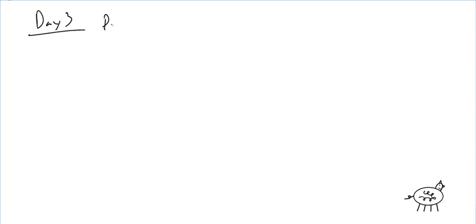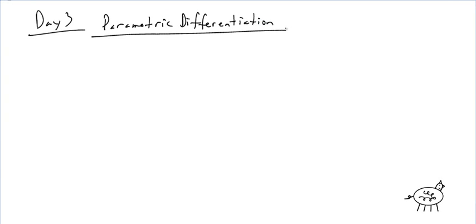We're going to talk about parametric differentiation. You guys remember we did parametric equations back in the day. Basically, you have an extra variable, so you're going to have x and y in terms of another variable. We're going to call it t.